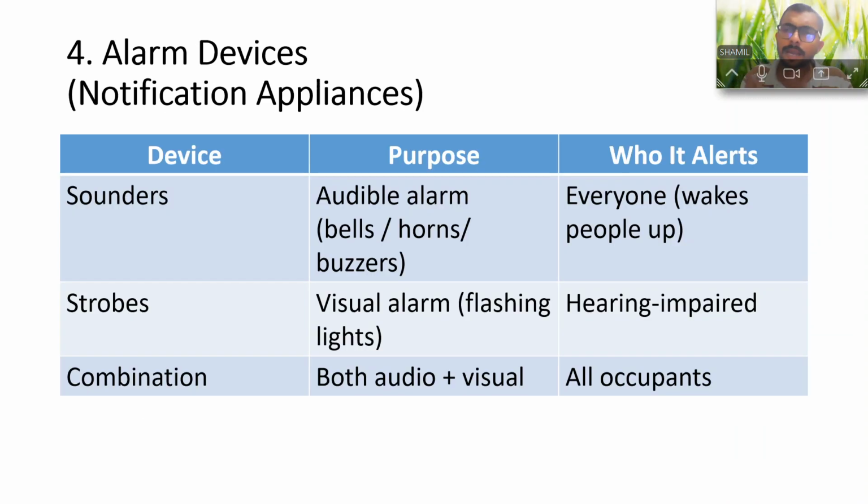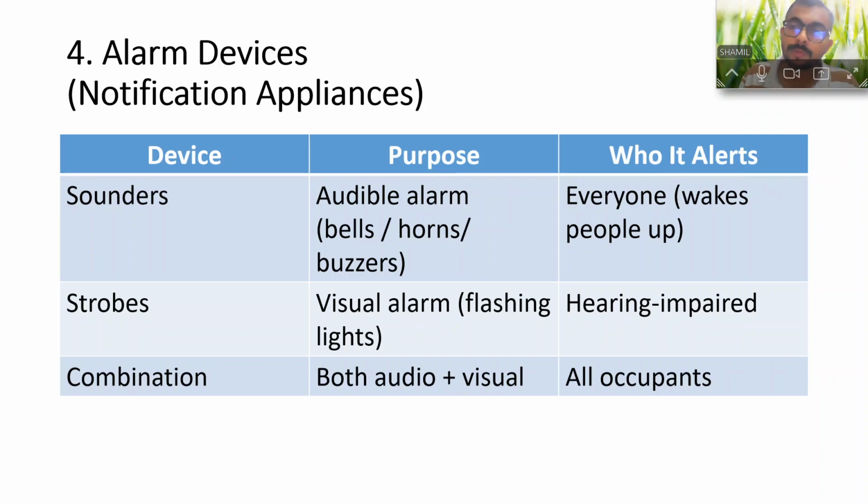The next category of device is the notification devices. Whenever there is an alarm, as I said before, the fire alarm control panel will send a signal to the notification devices to start making an alarm noise. So what are the notification devices? They are either sounders, strobes, or a combination of both. The sounders provide an audible alarm. It could be bells, horns, or buzzers, and they alert everyone and wake people up.